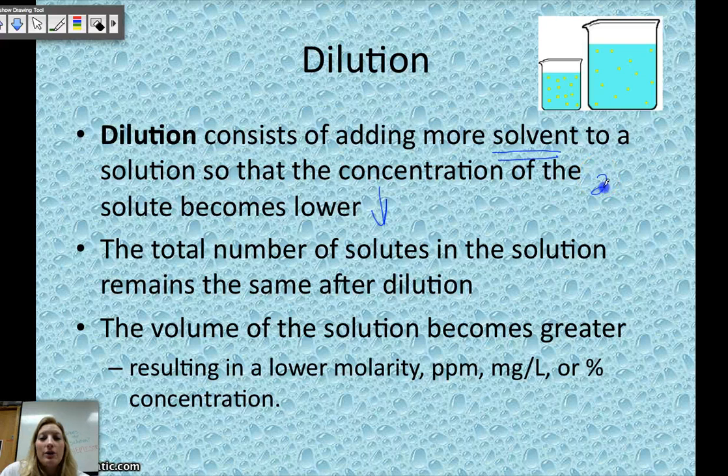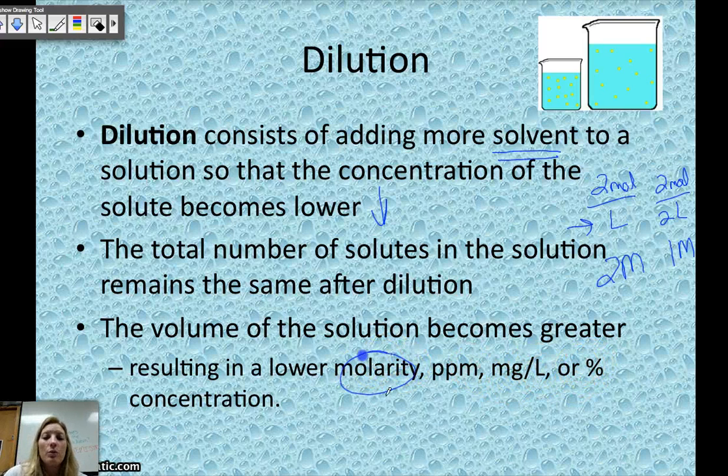So if we have 2 moles per liter compared to 2 moles per 2 liters, this would give us a 2 molarity, this would give us a 1 molarity. So that volume does affect how concentrated it is. We haven't been changing the concentration as much, we've been changing the amount of solute. But now if we start looking at changing this volume, it does dilute it. So we could get a lower molarity. Sometimes you'll see this in parts per million, milligrams per liter, sometimes percent concentration. Most of the time, we're going to be looking at molarity.